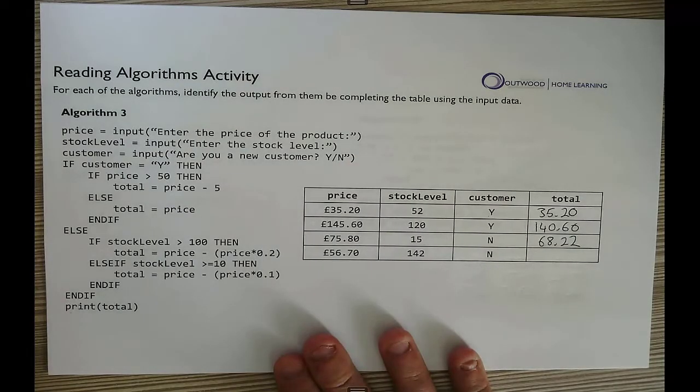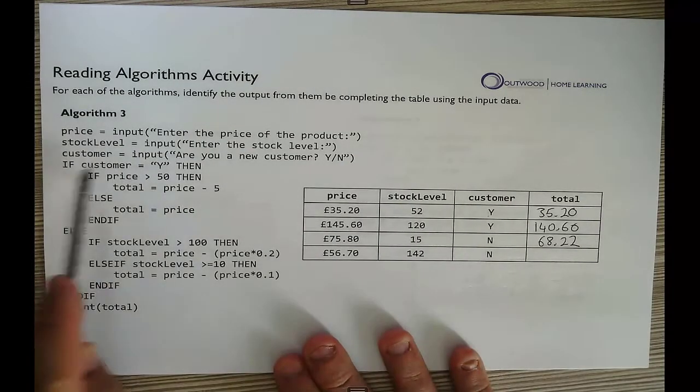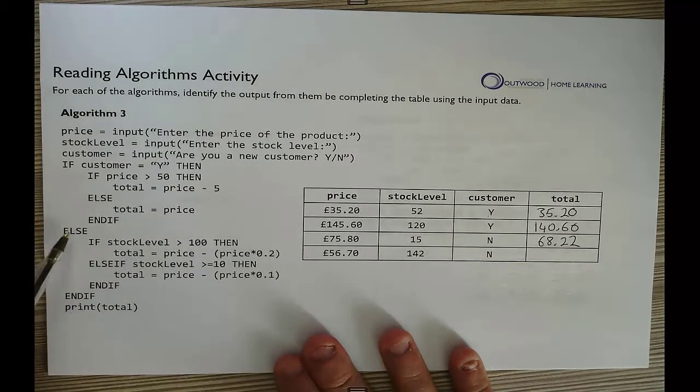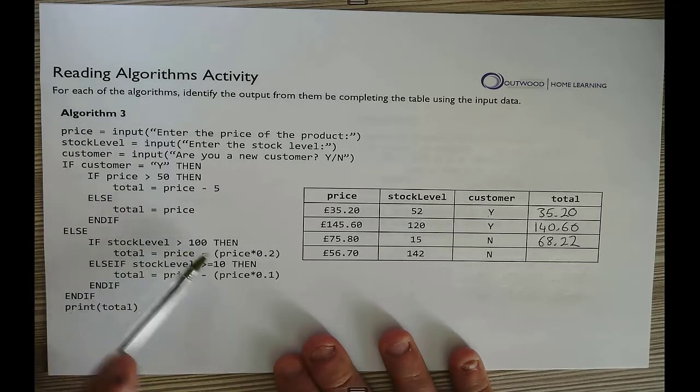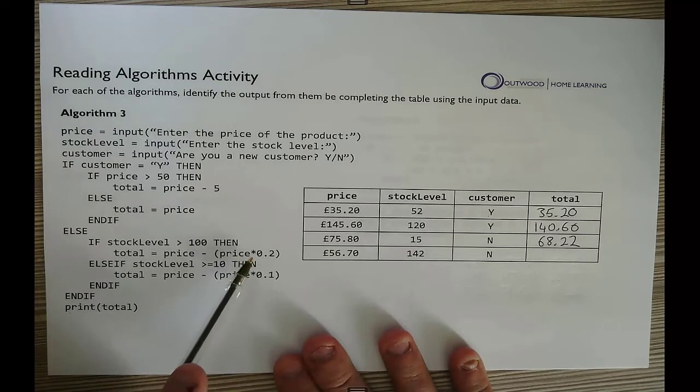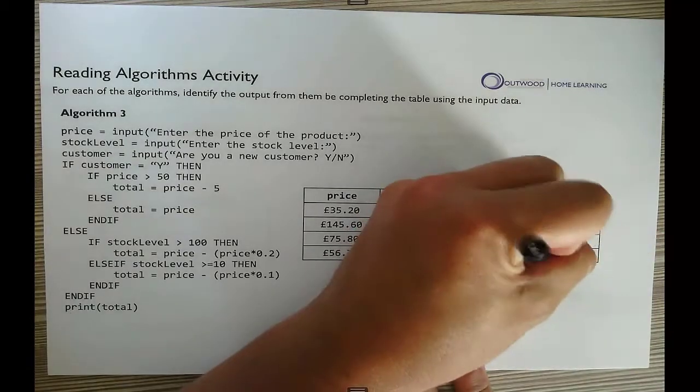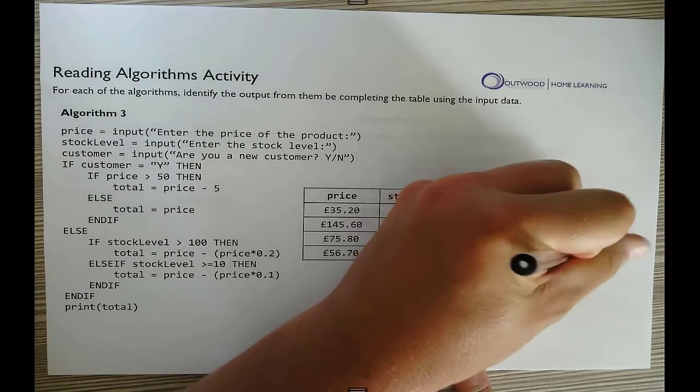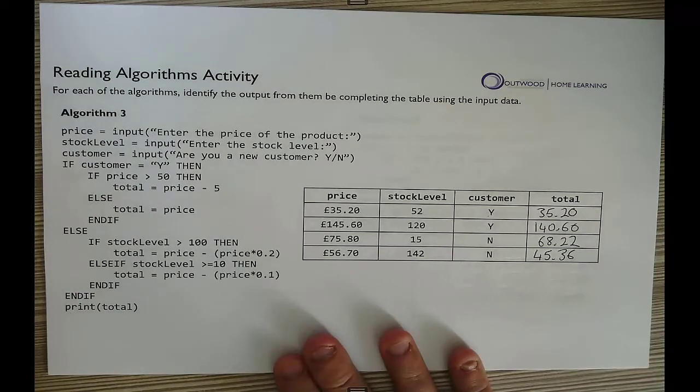Okay, and then last but not least then, is customer Y? No. So we go to our else part. Is the stock level greater than 100? Yes. So we do the price times 0.2, so £56.70 times 0.2, which is £11.34, and then take that away from the £56.70. So that gives us 45.36. And as you see, this algorithm makes use of selection.